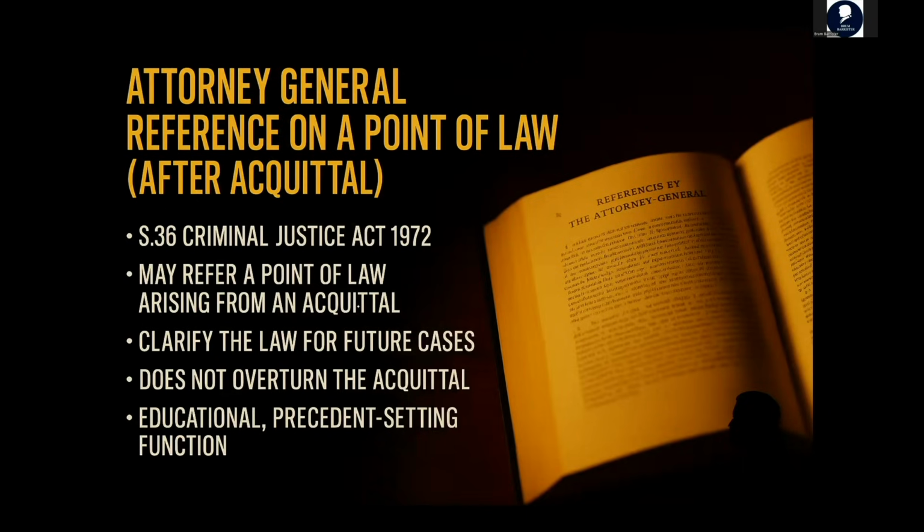And also, after an acquittal, the Attorney General may refer a point of law to the Court of Appeal under Section 36 of the Criminal Justice Act 1972. The purpose is educational, to clarify the law for future cases. It's not to overturn the acquittal. So the defendant remains acquitted, but the law is corrected for next time.